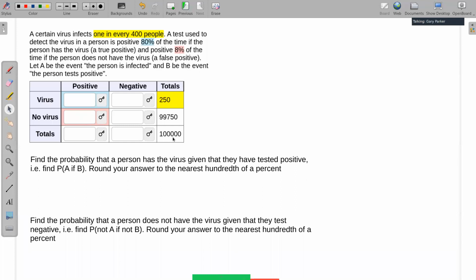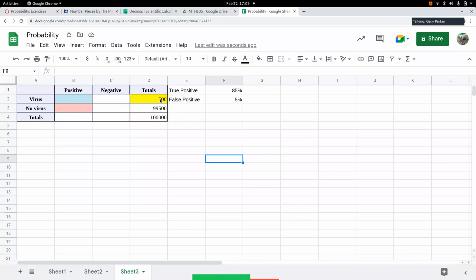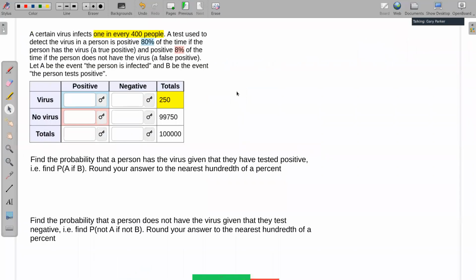Given this is a table of numbers that are related, this is a great place to use a spreadsheet. So I'm going to show you how I'd use a spreadsheet. It is possible to copy and paste a similar table or just type it up yourself. I have one started here, and I just need to adjust a little bit. I want this to be 1 out of 400 instead of 1 out of 200, and I'm going to have an 80% true positive rate and an 8% false positive rate.